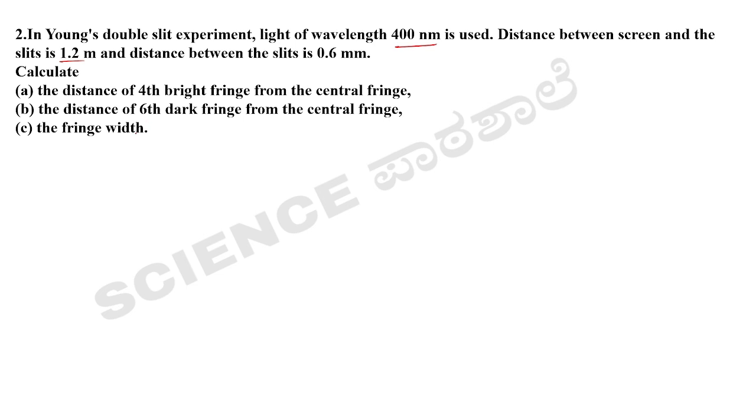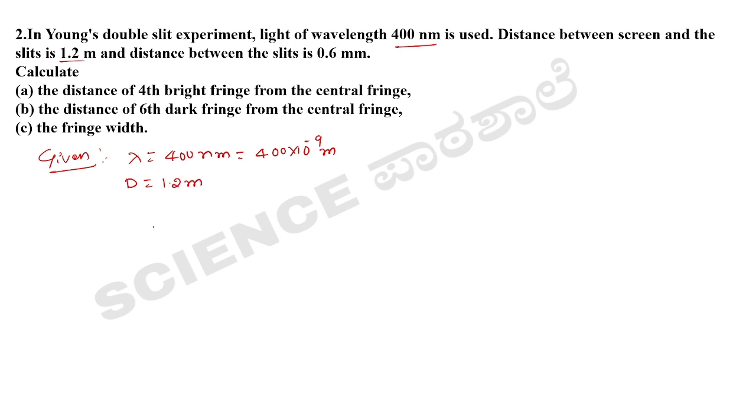First write down the given data. Wavelength is given, light of wavelength 400 nanometer, lambda is equal to 400 nanometer. This 400 becomes 400 into 10 raised to minus 9 meter. Next, what is given? The distance between screen and slits is capital D. Capital D is equal to how much?